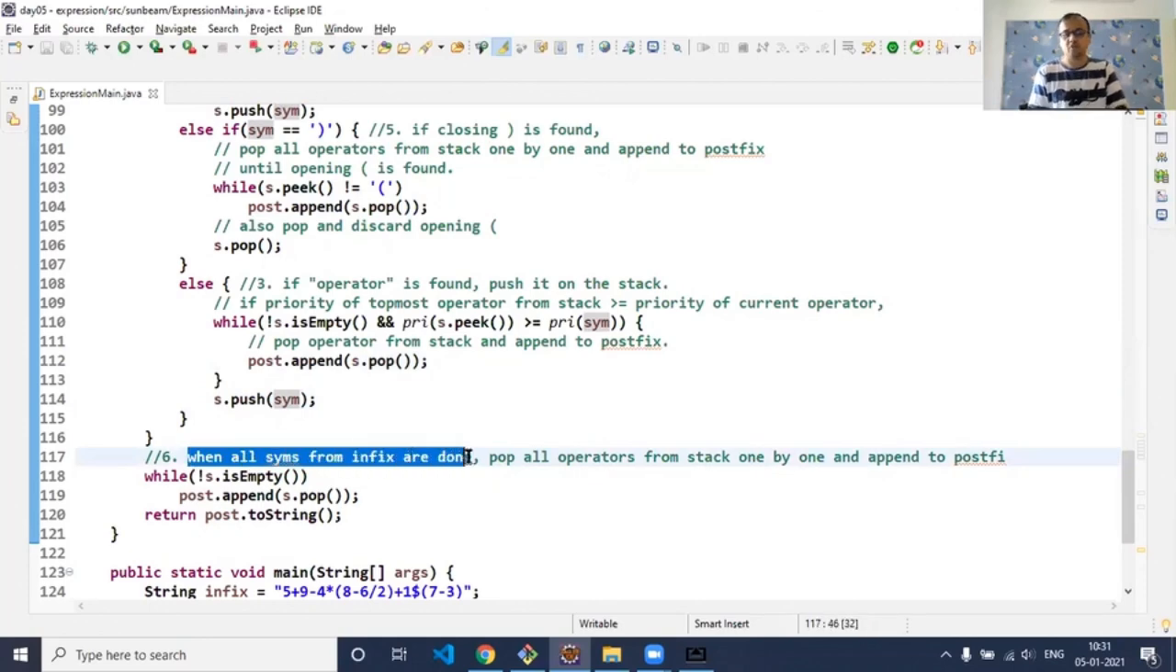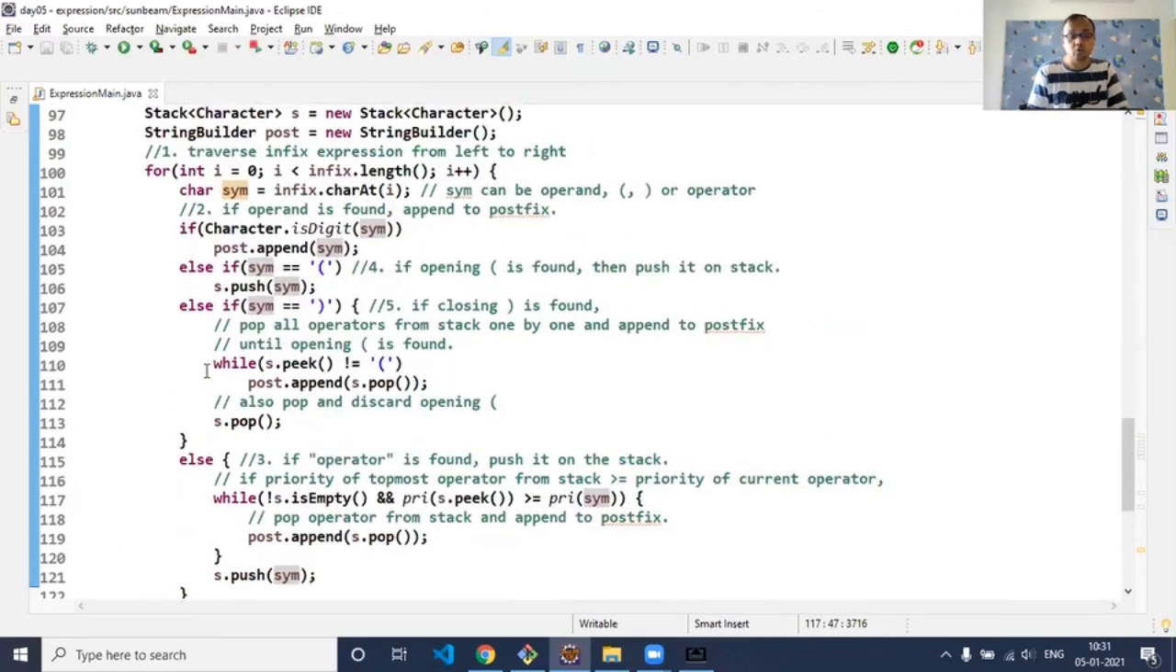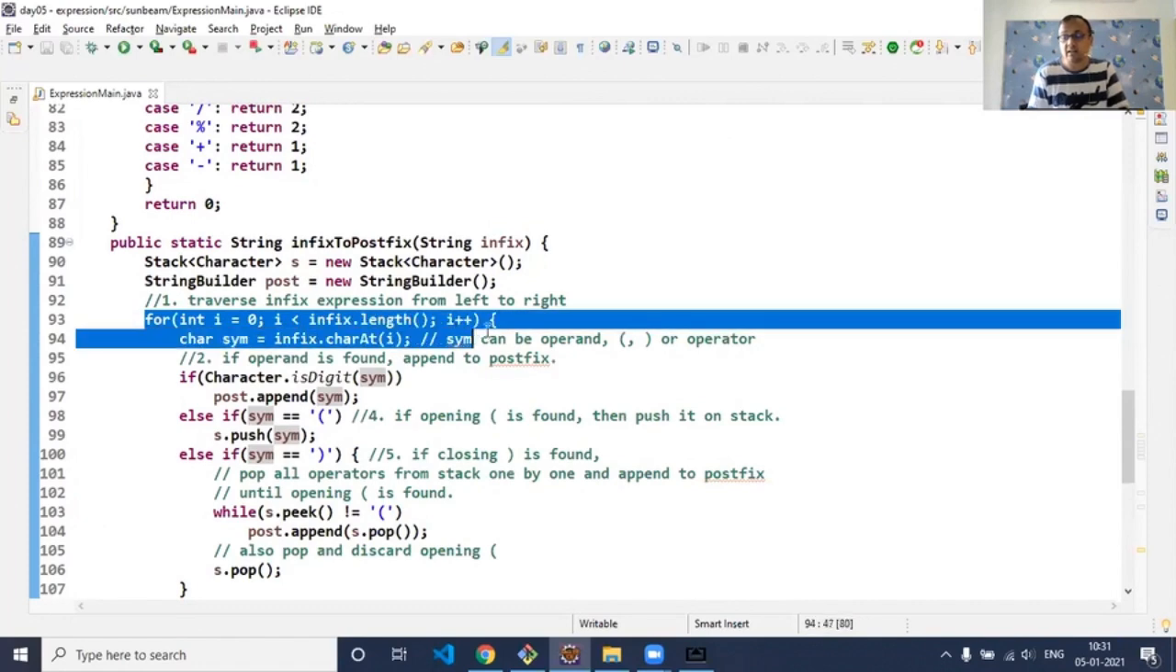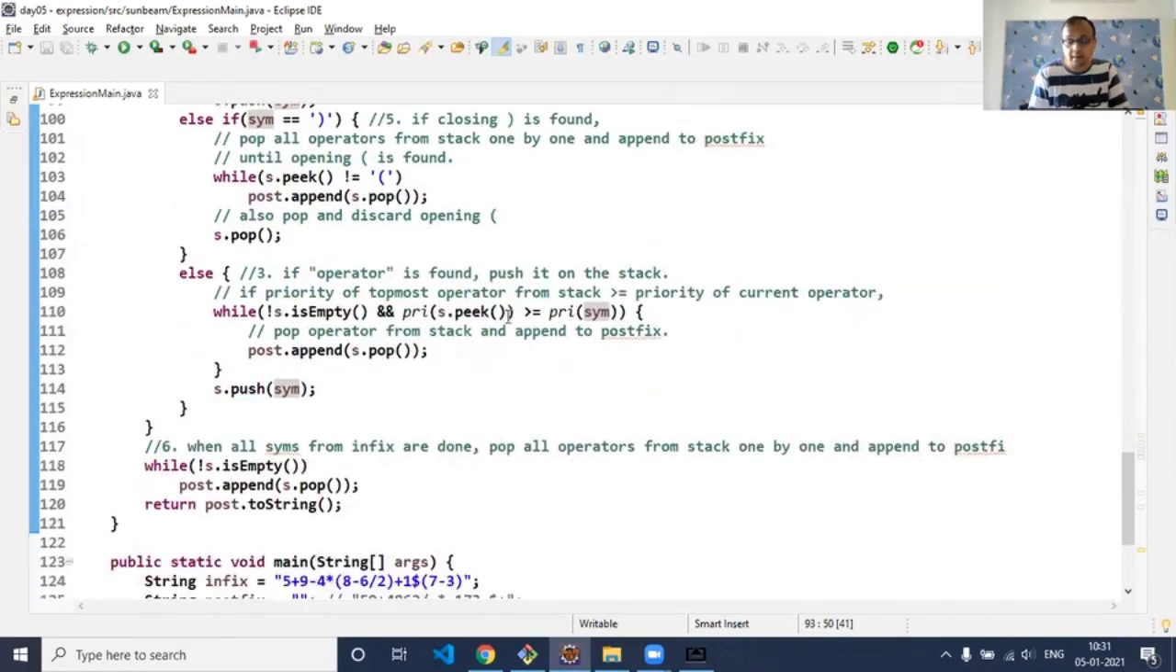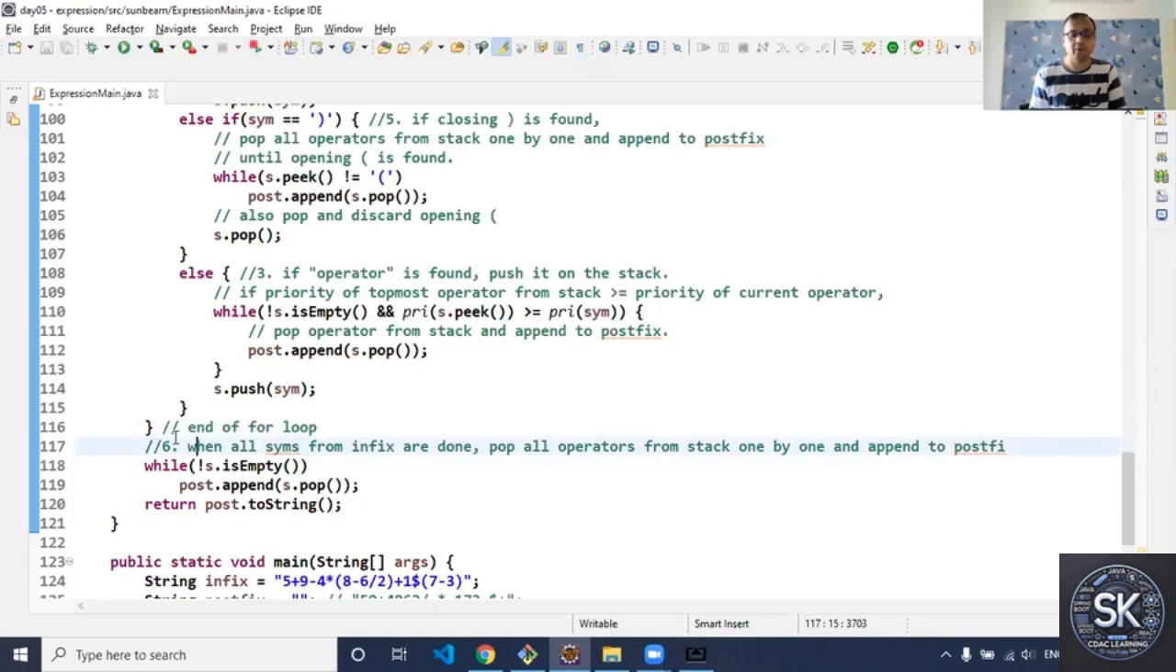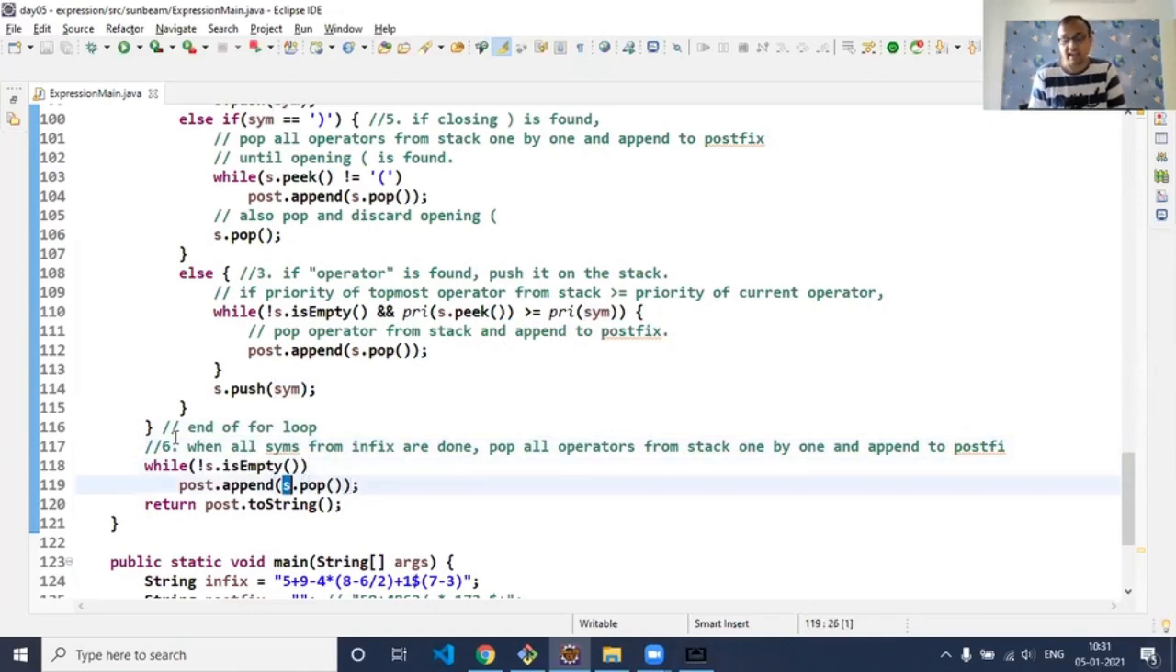When all symbols from infix are completed, please note the for loop that we wrote is closing here. Please note this is the end of the for loop. The one we wrote above ends here. And after that, what you are doing is, while stack is not empty, pop one and append it, pop and append.